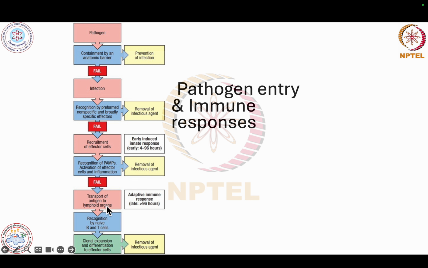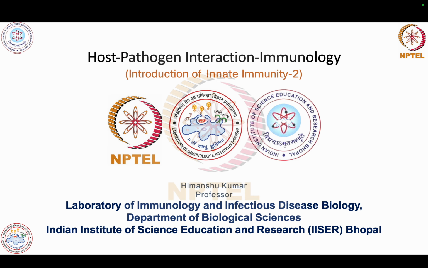But again, if we fail at this step, what happens? The transport of antigen to the lymphoid organ. Then, after transport, the adaptive immune response starts playing its role. Recognition by naive B and T cells happens, clonal expansion and differentiation happen, and ultimately antibodies will act against those microbes, and removal of the infectious agent is done.